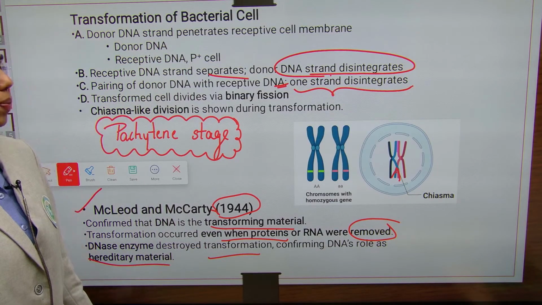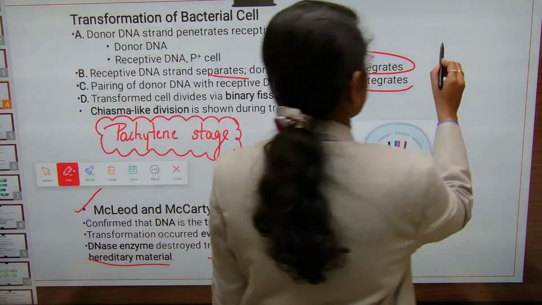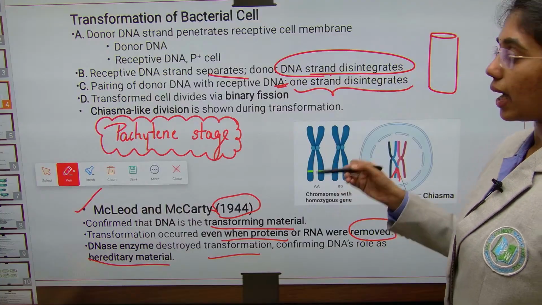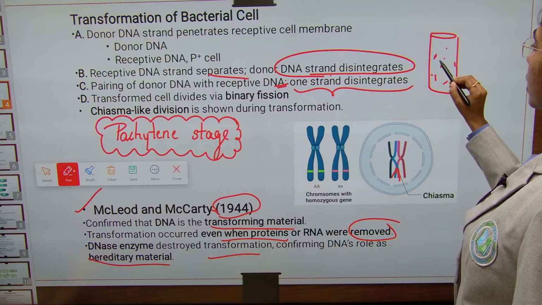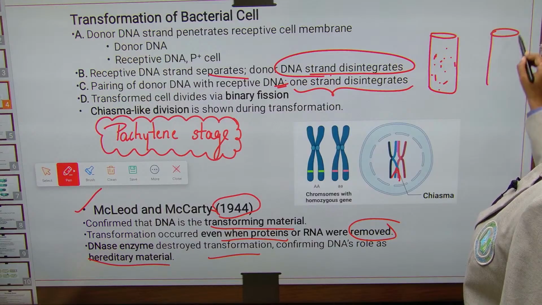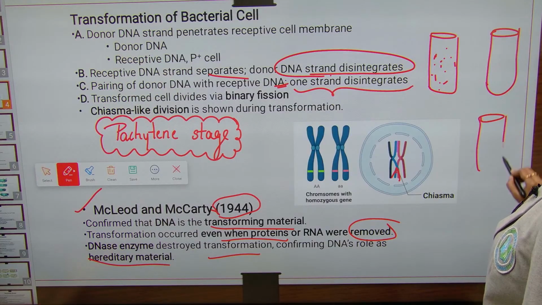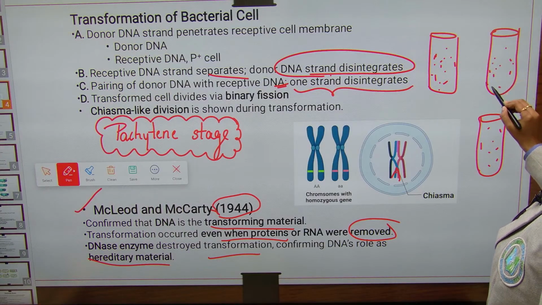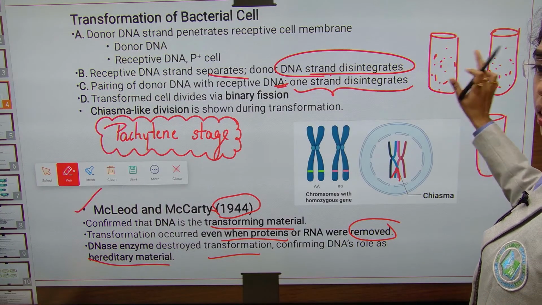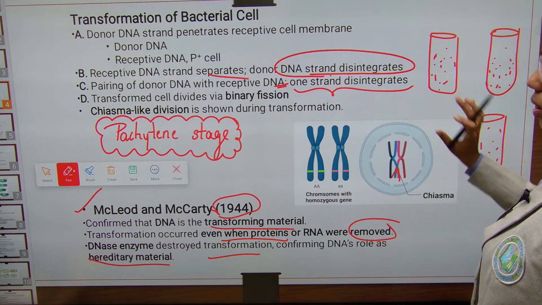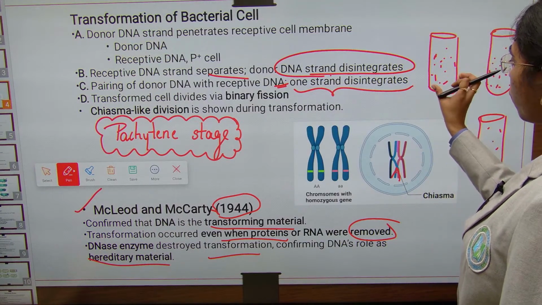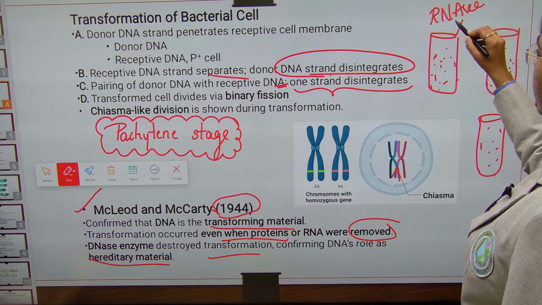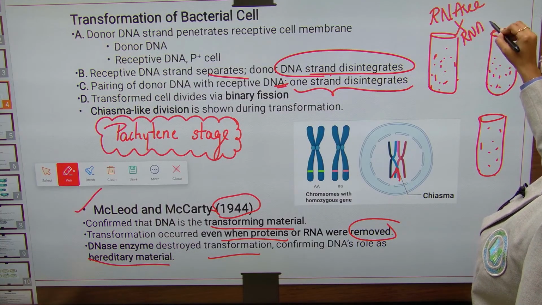Okay, what is the experiment all about? In the test tube, they have taken a mixture of heat-killed S strain and R strain. Three such test tubes were taken. In one test tube, what is this mixture? Heat-killed S strain and R strain. In 3 different test tubes, the mixture is taken. To the first test tube, RNase is added, which is degrading RNA.